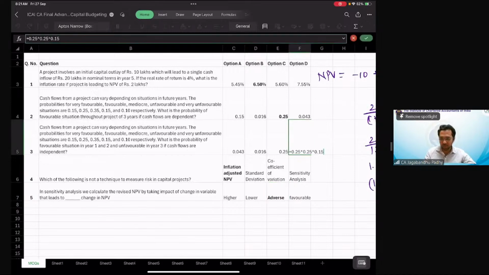Answer for question 3. Yeah, so for the first 2 years, you're having a favorable situation. So favorable situation is having a probability of 0.25. Right. So first year you will have a 0.25 probability of favorable. Second year you have a probability of 0.25. And third year you are having a probability of 0.15. So the third year probability is turning out to be 0.15 here.